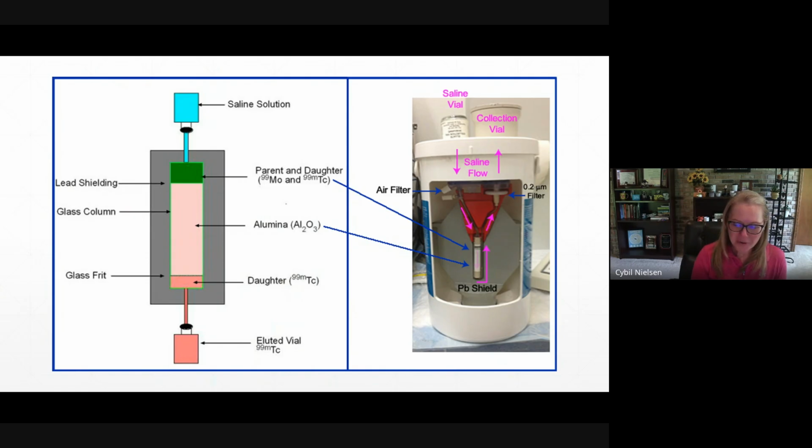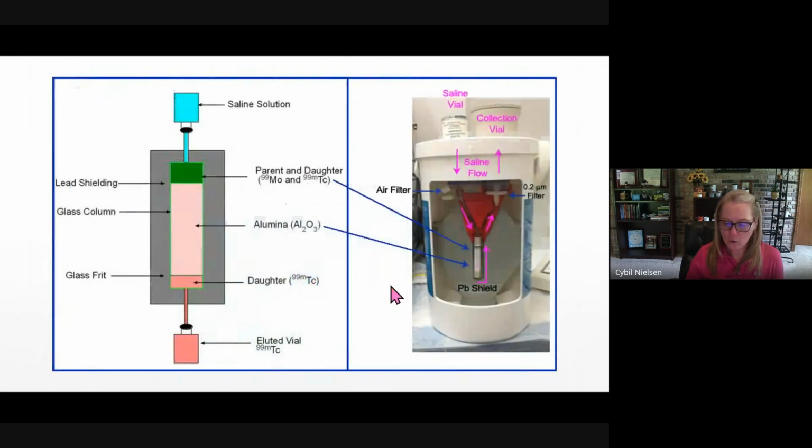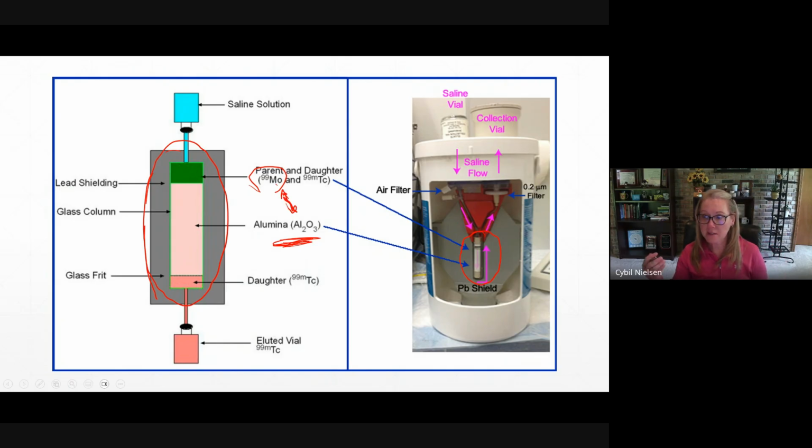Okay. So inside of a generator, if this is the generator here, this is what it looks like on the outside. If we cut a hole in it, this is what it looks like on the inside. And this part right here is the column, which is what you see here. The column is made of alumina. The alumina forms a chemical bond with the molybdenum. Okay, whenever I say chemical bond, that means they're sharing electrons. So that chemical bond, the moly is going to stay in the alumina, is going to stay in the generator, and everybody's happy. The moly is going to decay to technetium.